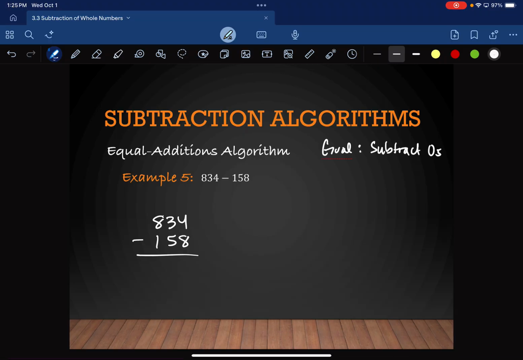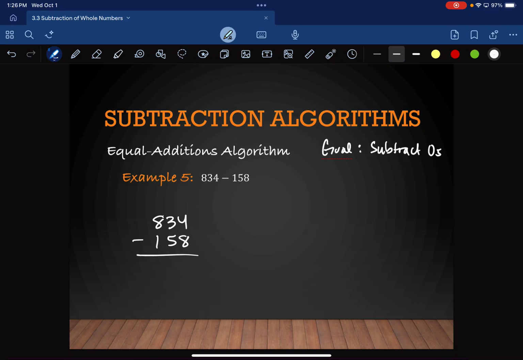I'm hoping if I write that down, you will too. The goal is to subtract zeros. So right now, everything in that bottom row is not a 0. Y'all with me on that? My goal is to have zeros everywhere except for the first number. I'm not going to have a 0 in the first place, but I need zeros everywhere else.